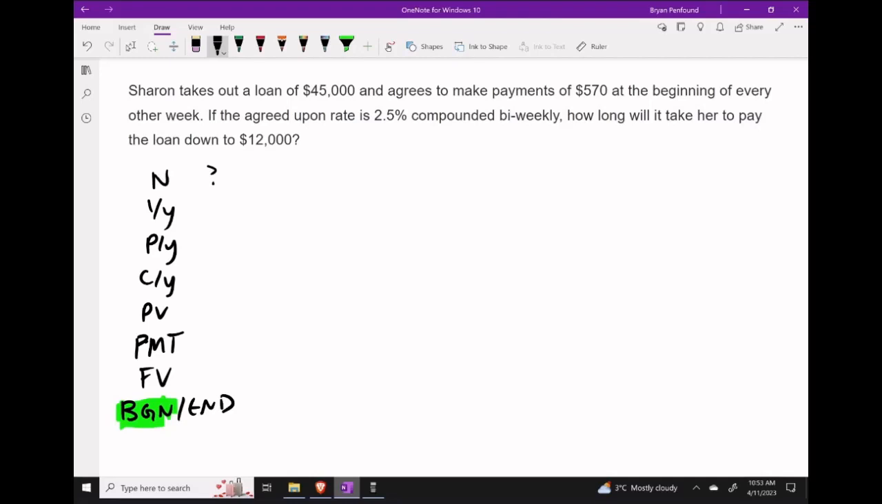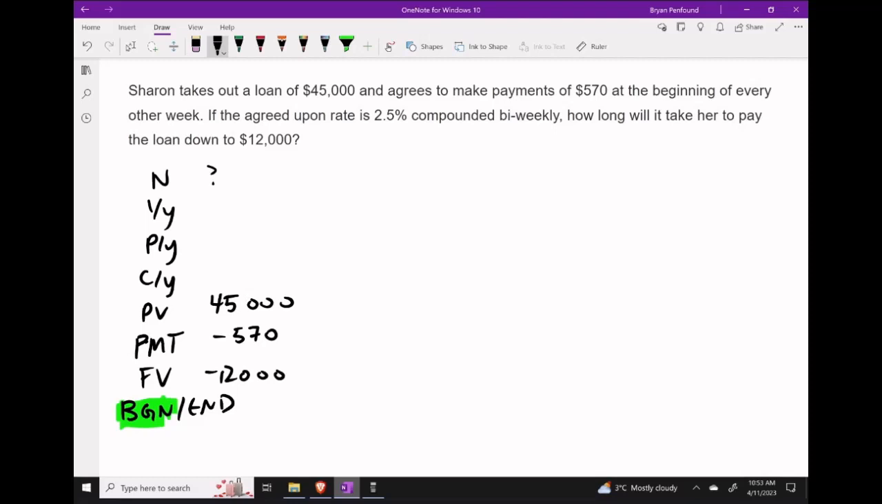In this case, Sharon's going to take out a loan of $45,000. So that money is going to come to her initially. And then at the end of this time period, we still actually owe $12,000. Let's take our future value to be $12,000. We are going to be making payments of $570. So let's input those payments in as negative $570.